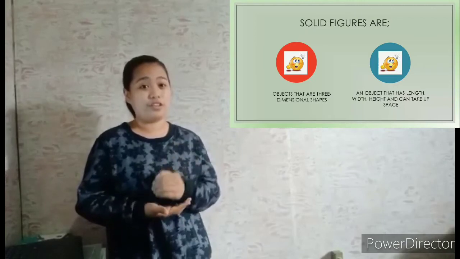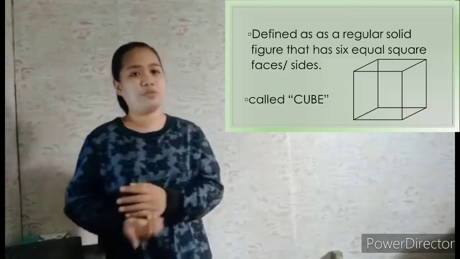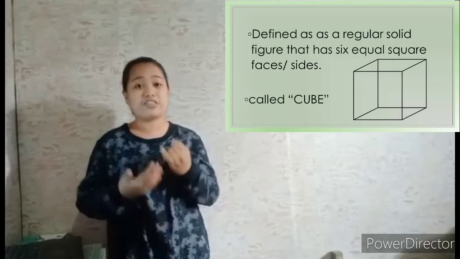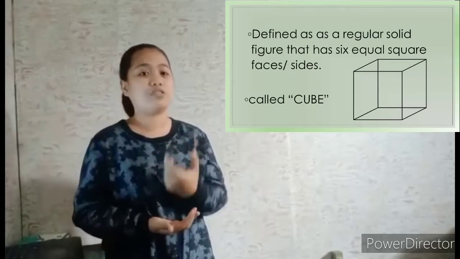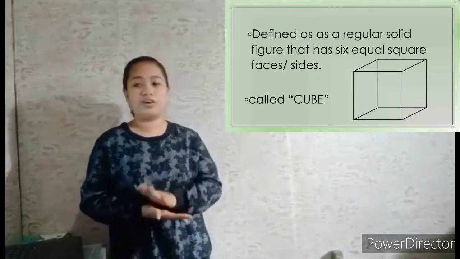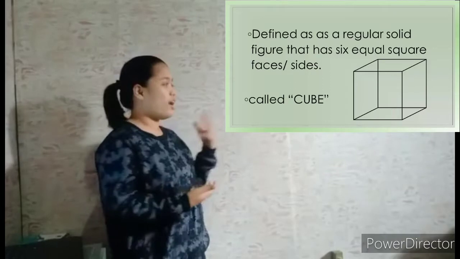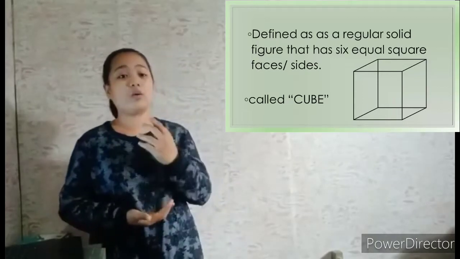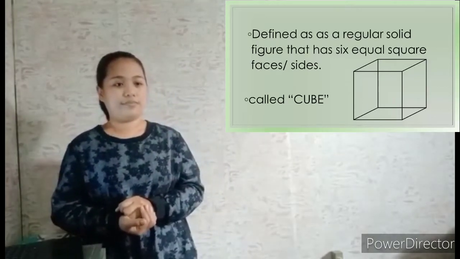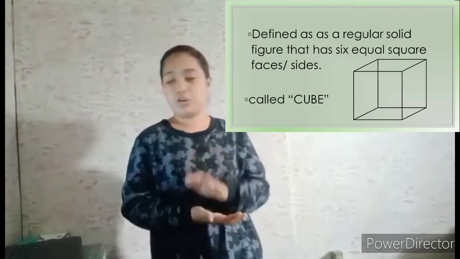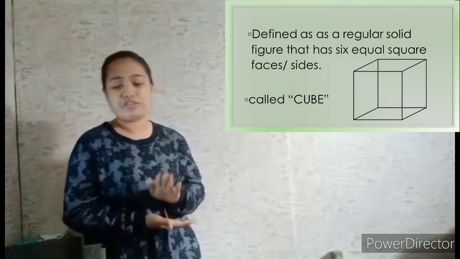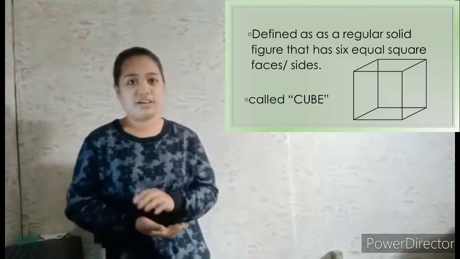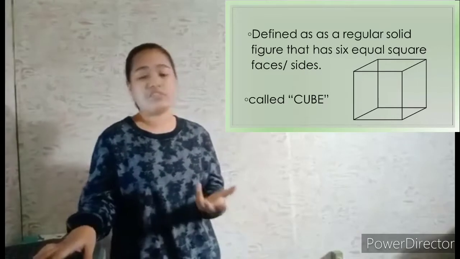So I'll start with the definition first. The very first solid figure that we have is defined as a regular solid figure that has 6 equal square sides. That solid figure is called a cube. And this is how a cube looks like. Okay? Great. So again, a cube is what, John? Thank you. Yes, a cube is defined once again as a regular solid figure that has 6 equal square faces or sides.